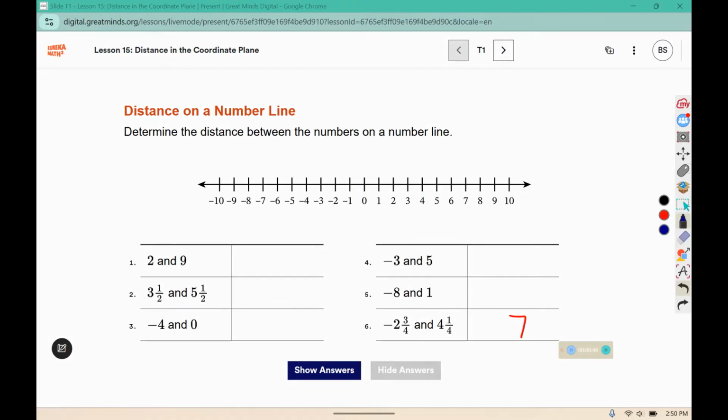We can also graph 3.5. That is in between 3 and 4. And 5.5 is in between 5 and 6. So there's one whole here, half here, and half here. 2 halves make another whole, so that is 2. 1 whole, 2 halves.